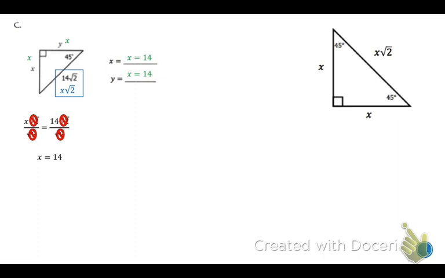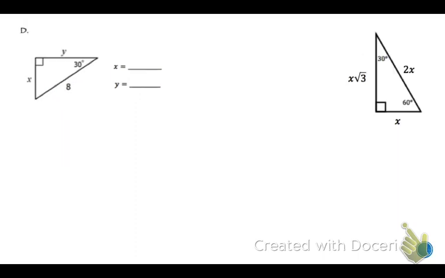Now let's move on to 30, 60, 90 triangles. So again, I'm going to start this the same exact way. I'm going to label my sides. So the hypotenuse is 2x. The side opposite of 30 degrees is x. And then the side opposite of 60 degrees is x square roots of 3. Okay, so x equals x, and y equals x square roots of 3.